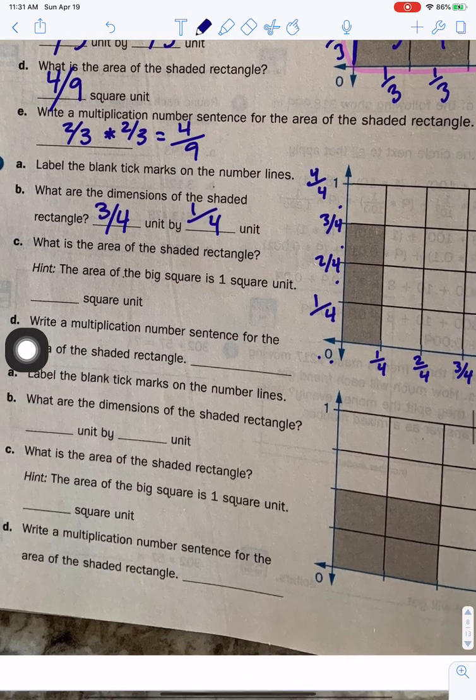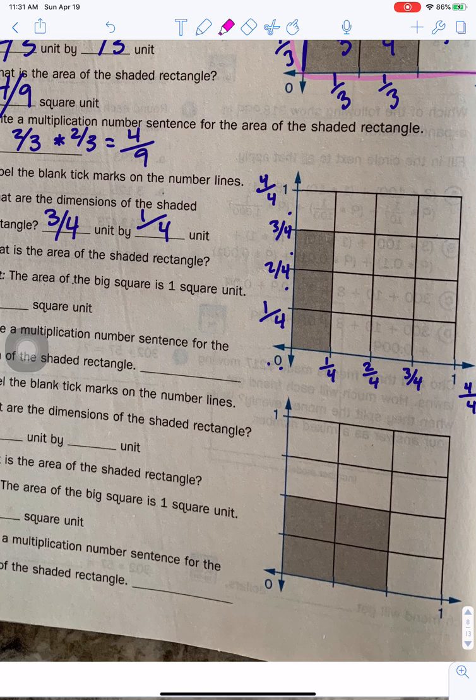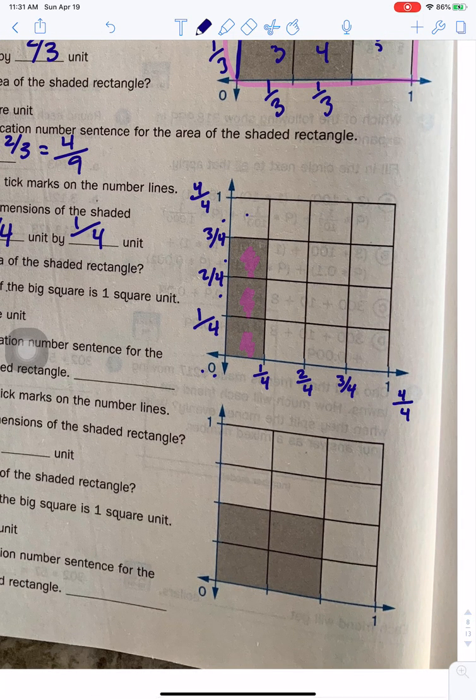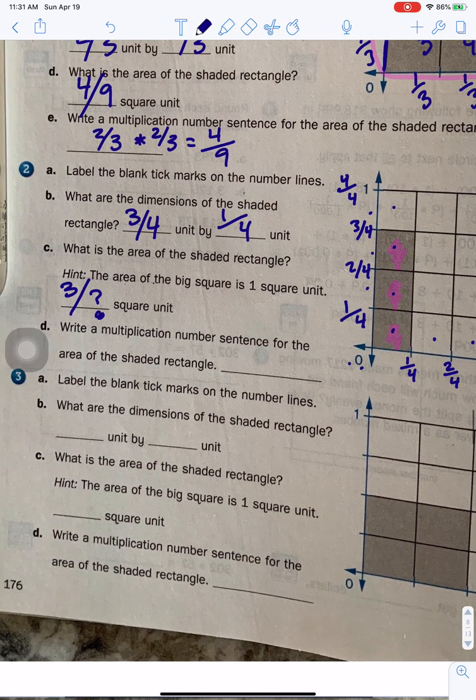If we're taking a look at the shaded rectangle, we're looking at this section right here. In that section, there's 3. So our answer is 3 out of how many total squares are there? There's 1, 2, 3, 4 going down, and 4 going across. So 4 times 4 equals 16 total squares. So our answer here, instead of the question mark, would be 3 out of 16 squares total.